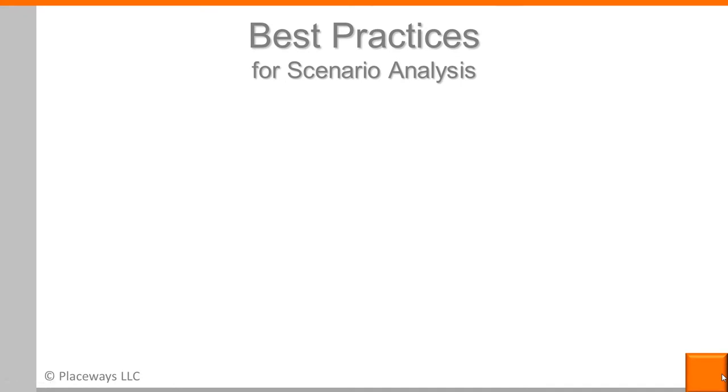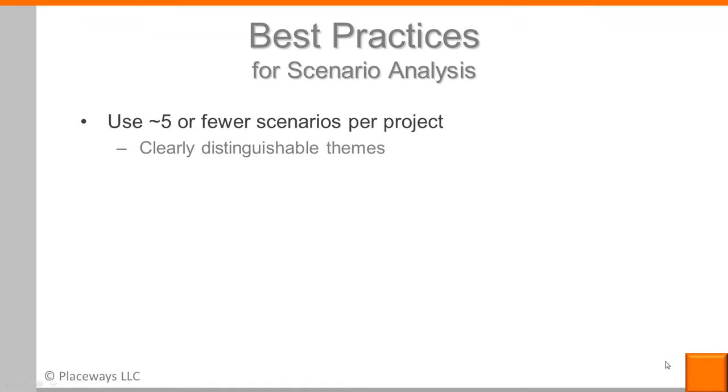Now let's talk about a few best practices for scenario analysis. The first is to use about 5 or fewer scenarios per project. The idea of scenarios is to illustrate clearly distinguishable themes. If you want to make small changes, say to an assumption or to move 1 or 2 features around, those can be done within one scenario. You don't have to create a whole new scenario for every change you make. If you have a lot more than 5 scenarios, that's hard on both the computer and your audience. Too much to keep track of. So 5 is a good rule of thumb.